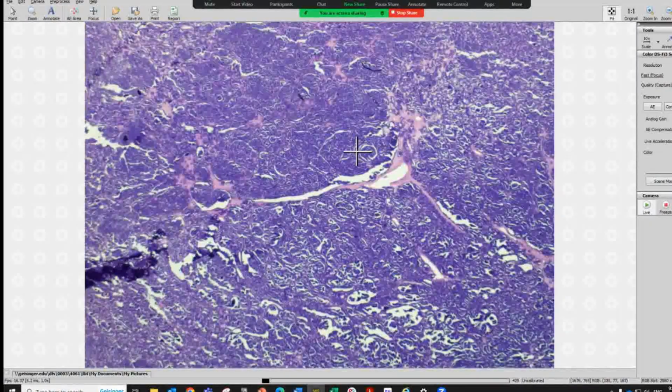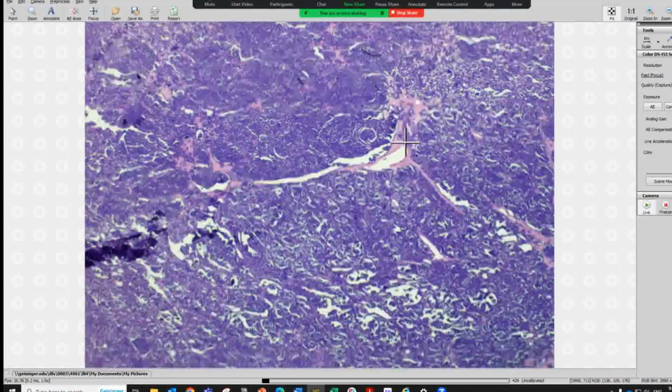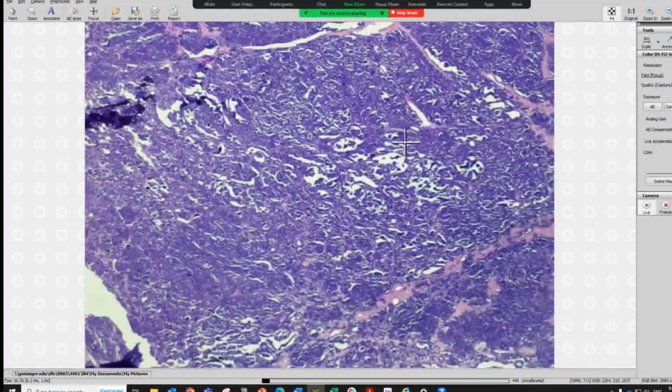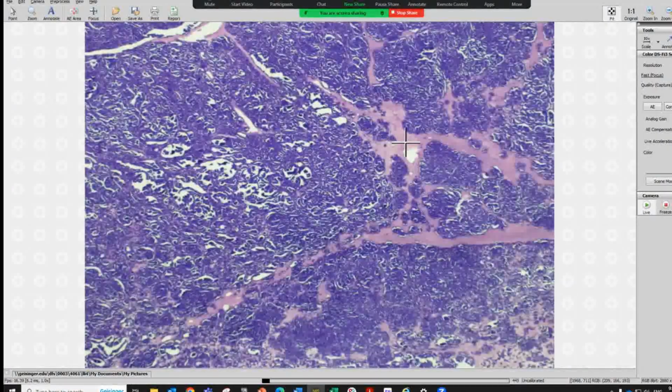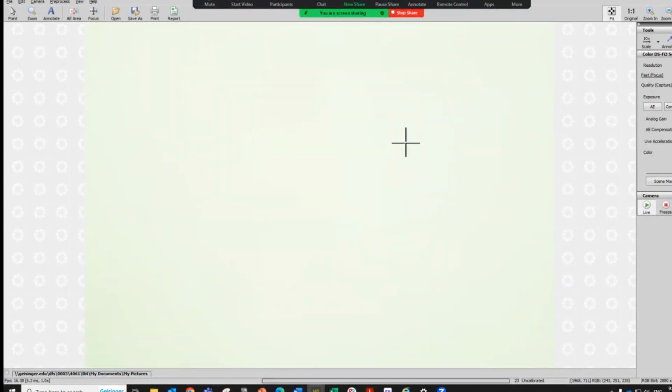Low power. Anyone think of this structure? What's this structure? Does it look like glomeruli? So I just would like to show you that this metanephric tumor can form this glomeruli-like structure. Then let's move on to another one.